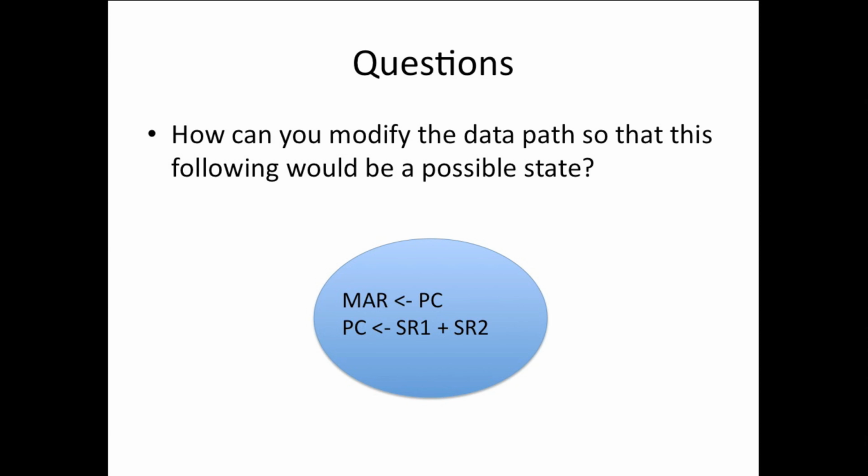Let's try one more question. How would you modify the data path so that the following would be a possible state in the LC3? Again, you can pause the video and work on the problem.